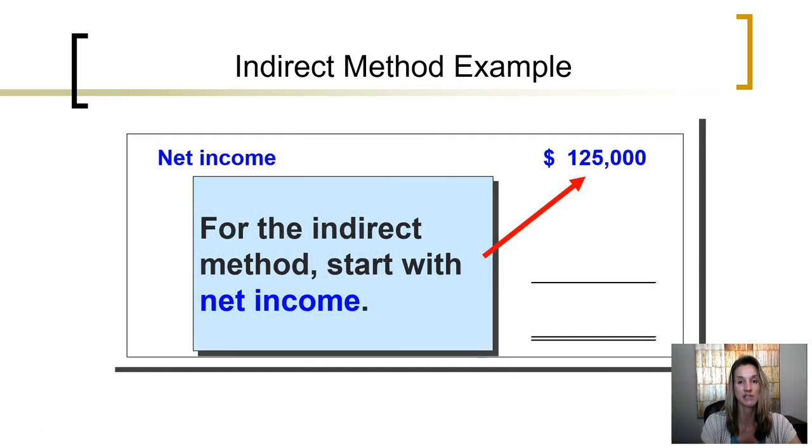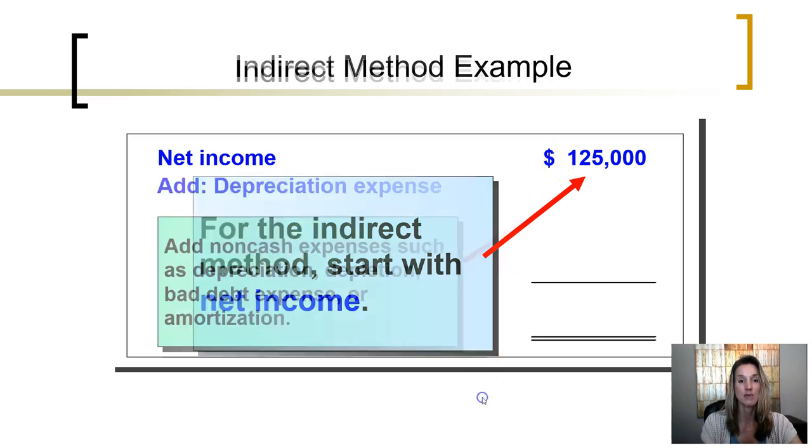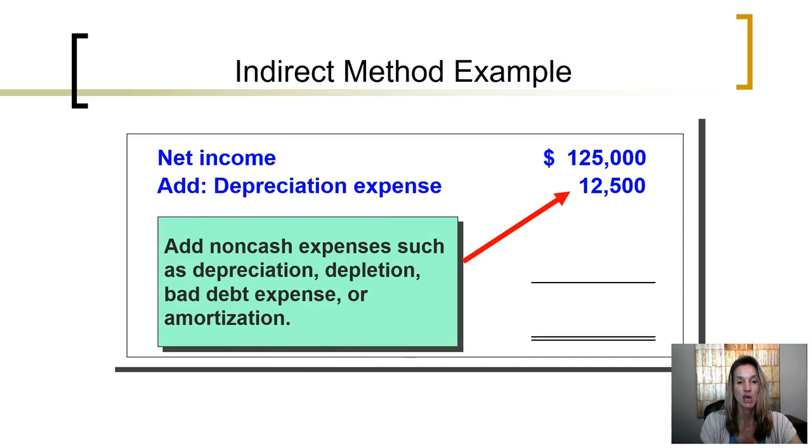Very first thing we start with is net income, straight from the income statement. Then we begin adding and subtracting our adjustments. We are going to add back any non-cash expenses, such as depreciation, depletion, bad debt expense, or amortization expense. These amounts would be reported within the income statement, and that is where we would locate information regarding non-cash expenses reported during the year. So we are going to take the net income and add back non-cash expenses. ABC had depreciation expense of $12,500 during the year.